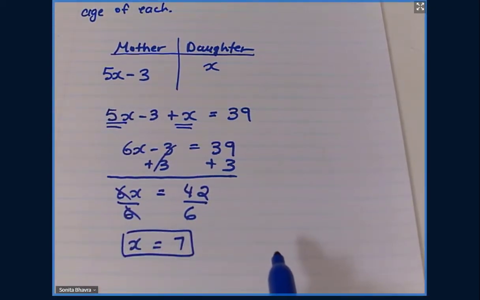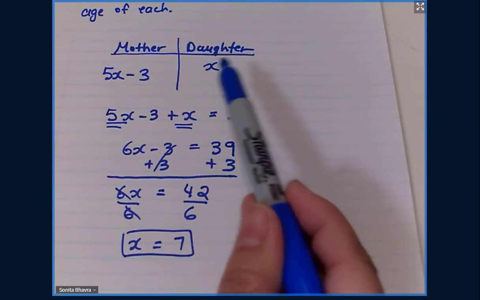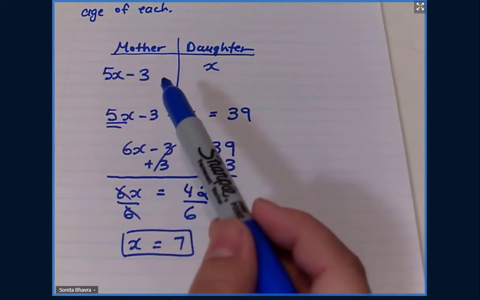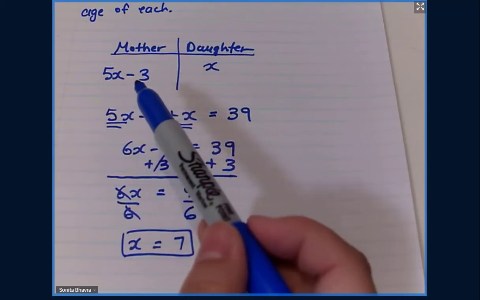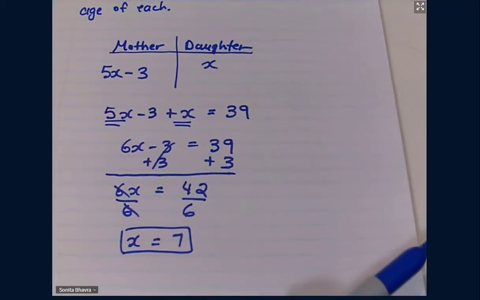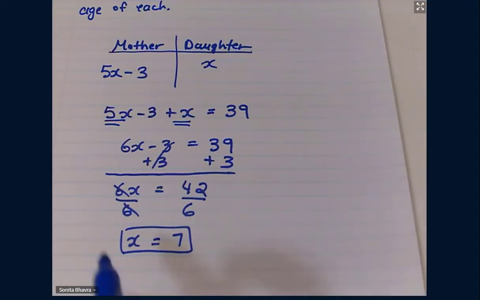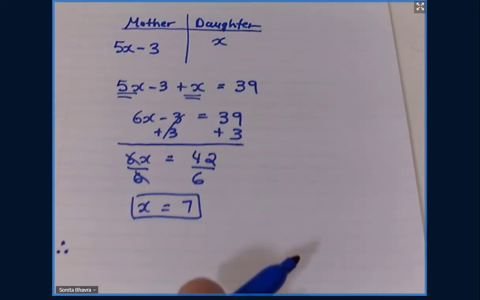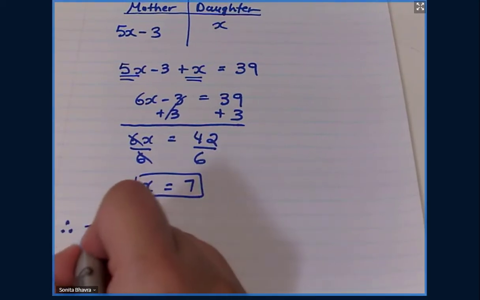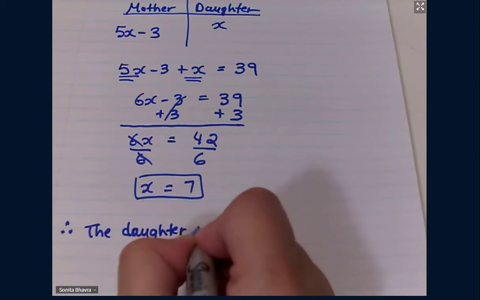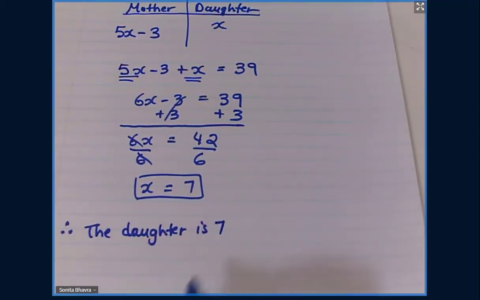So therefore, the daughter is 7 because x is equal to 7. The mother is going to be 5 times 7 minus 3. And so 5 times 7, that's 35. Subtract 3, that gives me 32. So therefore, the daughter is 7. And the mother is 32.